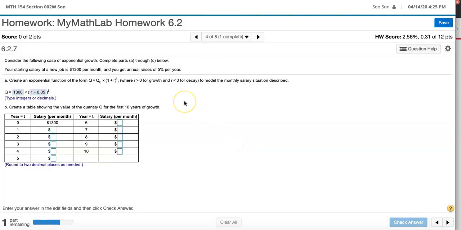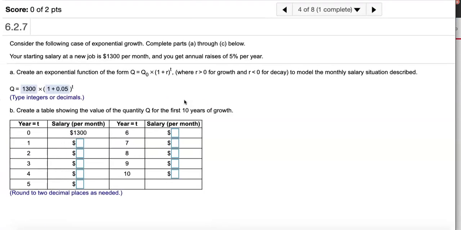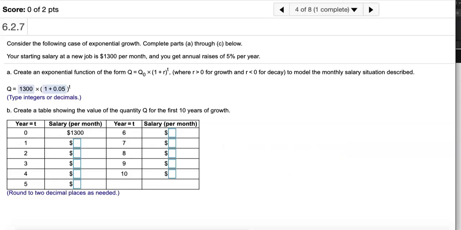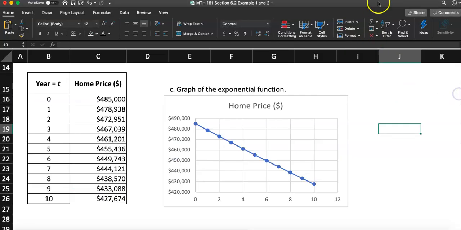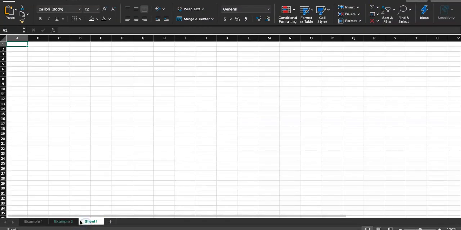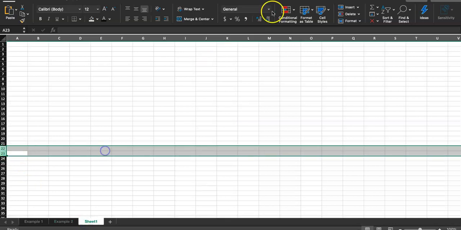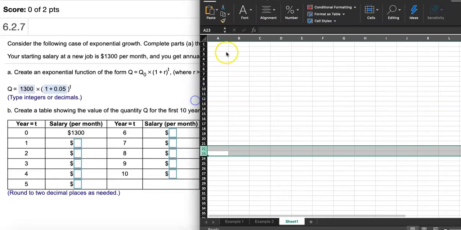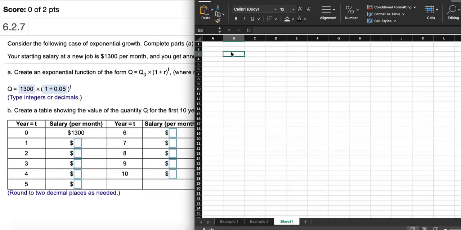So I clicked on it. It says nice work. Now this is the part where I'm going to use Excel, right? So take a look. I'm just going to bring up an Excel program. I'm going to open up a third sheet so that I can make a table for this. I only have one screen, so I'm just going to make it look like this, and copy down the year equals T. I'm going to do salary per month, and I will do 0, 1, 2, 3, 4, 5, 6, 7, 8, 9, and 10.